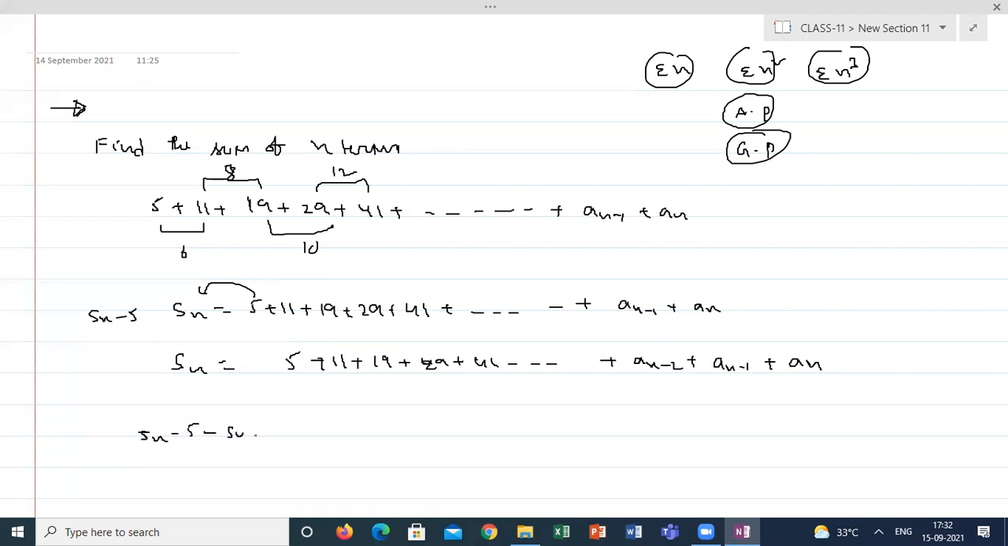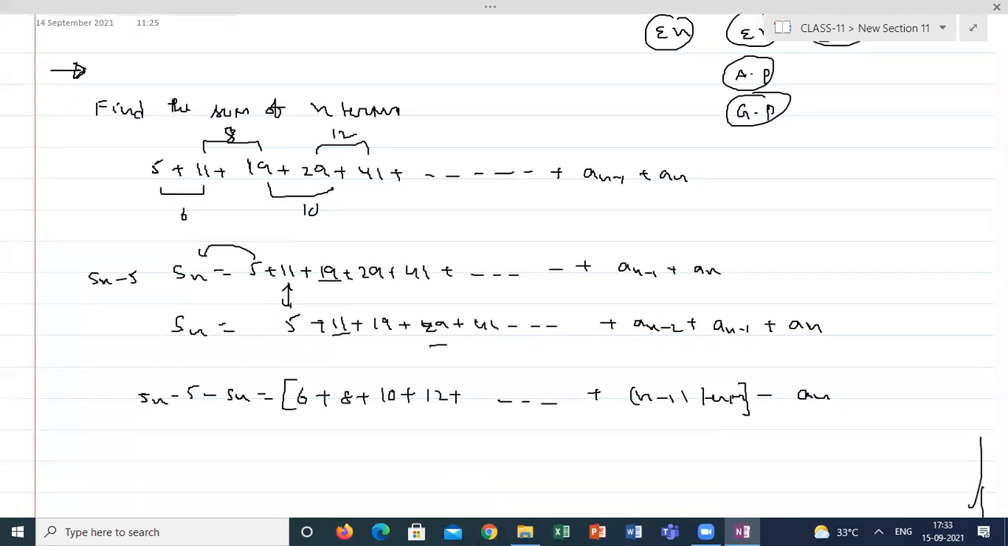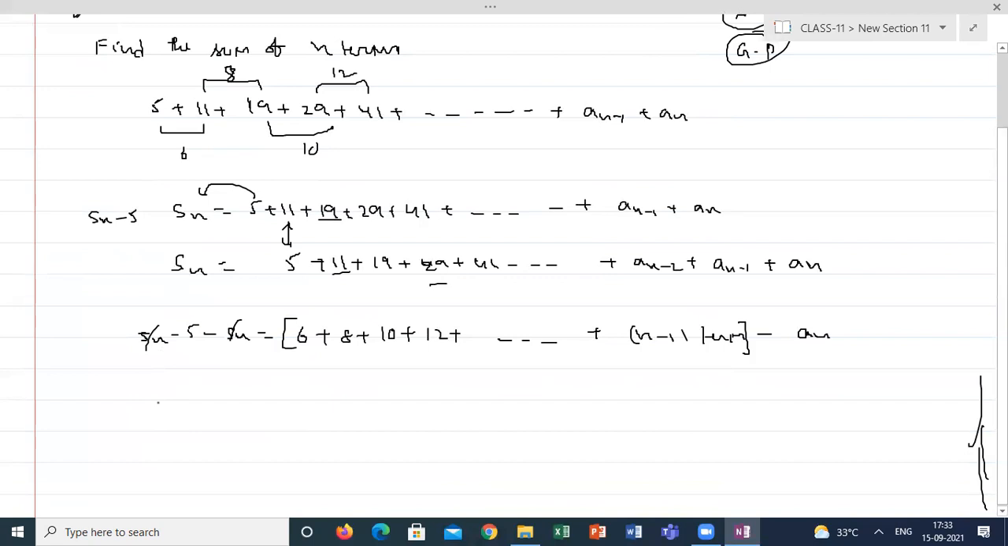Sn minus Sn is equal to 11 minus 5, which is 6, then 19 minus 11, which is 8, 29 minus 19, which is 10, 41 minus 29, which is 12, and so on, up to n minus 1 terms, minus an. Understood, guys, what I'm doing here? So Sn cancels, and this will be equal to 5 minus an.